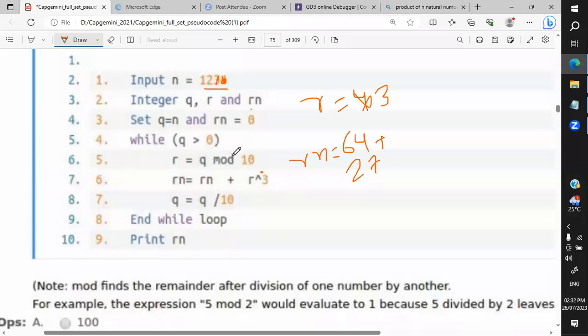Enters inside. 12 mod 10. 12 mod 10 is 2. Then that means R is 2 now. We are adding 2 cube. What is 2 cube? 8. Am I right? 8 will be added.